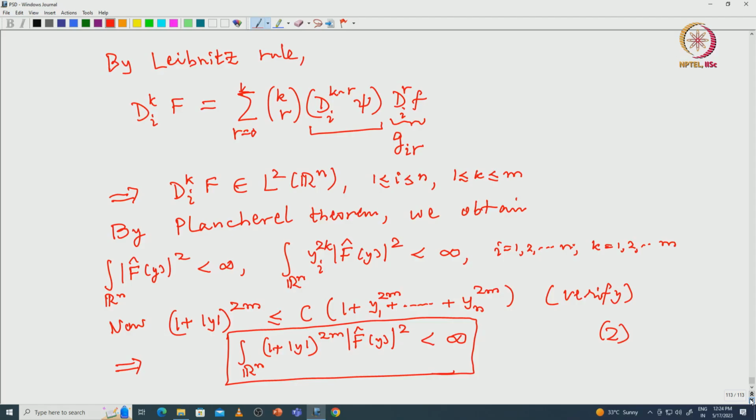Welcome back. In the previous class we were in the middle of proving the important Sobolev lemma. We have derived this estimate. Starting with the given function f, we defined another function on R^n and derived an estimate on this new function of this form, which is given by (2). Call this integral J, for the time being.